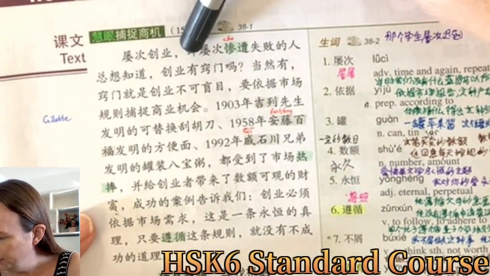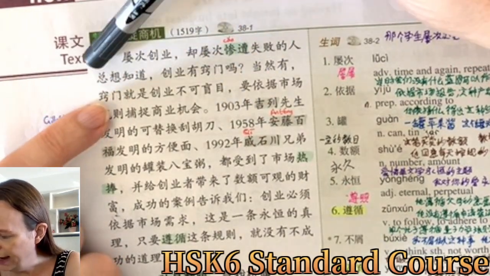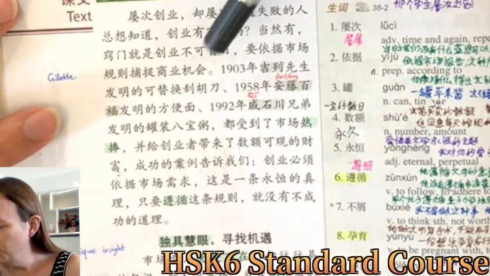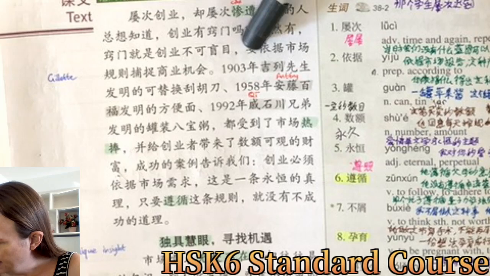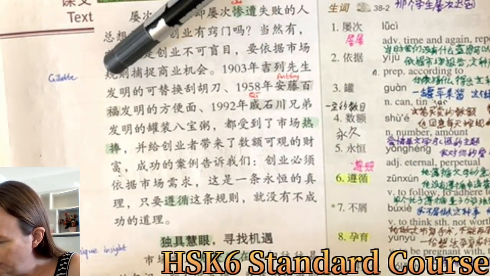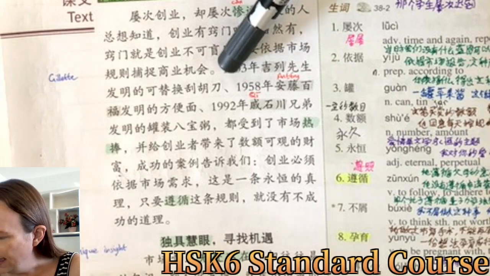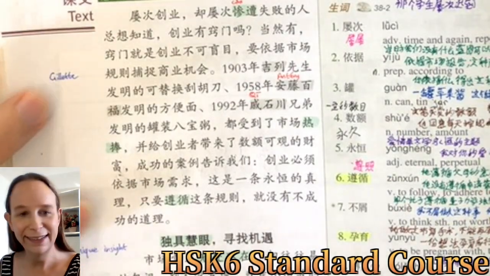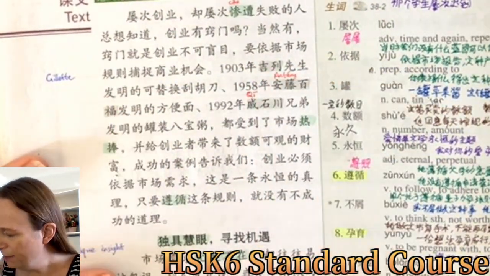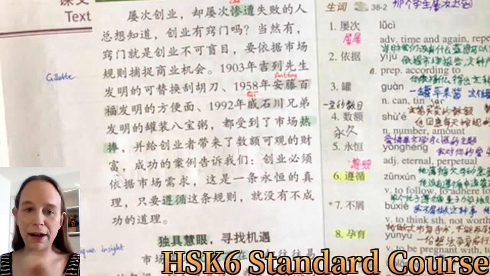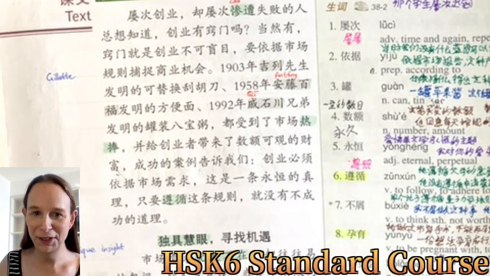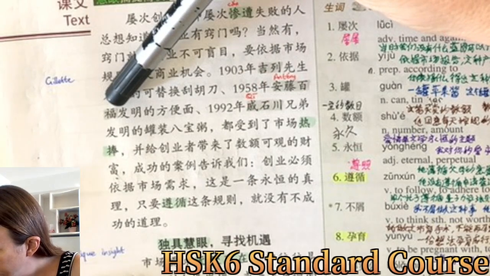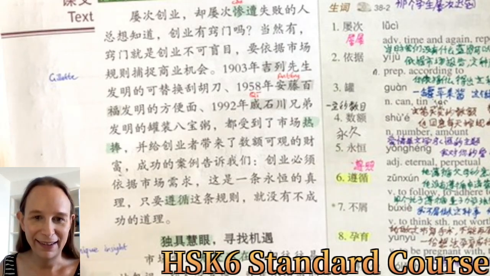OK, 屡次创业却屡次惨遭失败的人总是知道，创业有窍门吗？当然有，窍门就是创业不可盲目，要依据市场规则捕捉商业机会。1903年，吉列先生。So 吉列 is the shaving brand, Gillette, yeah. 吉列先生发明了可替换刮胡刀，刮 to shave, 刮胡 is your beard, 刮胡刀。1958年。安藤百福发明了方便面。Okay, I don't know who that is.